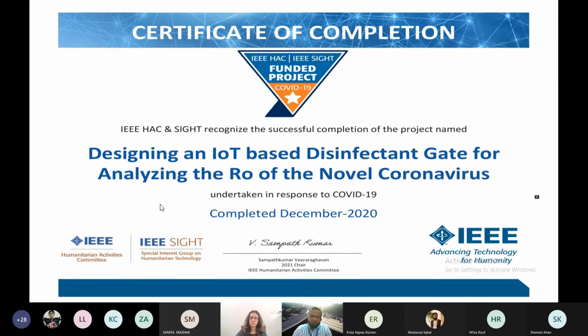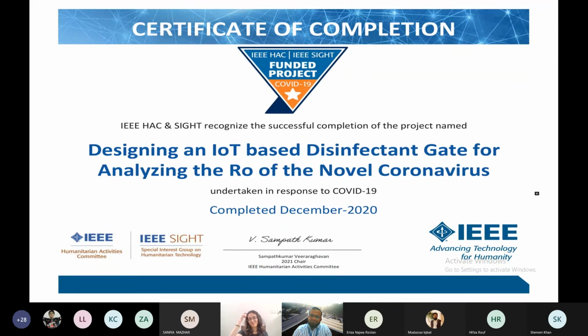So finally, this is something that I really like, the certificate is beautiful. So the certificate of completion, this is one of the certificates. When you complete the project, they will give you this.